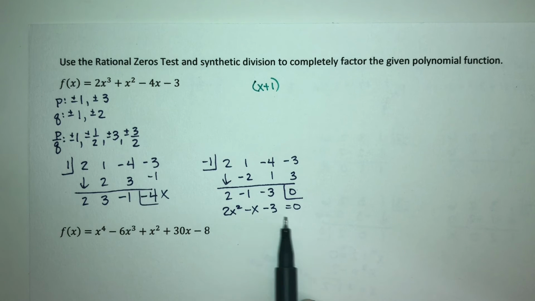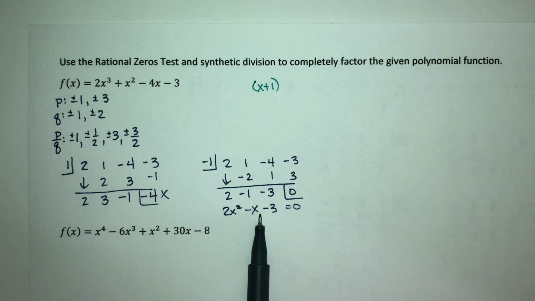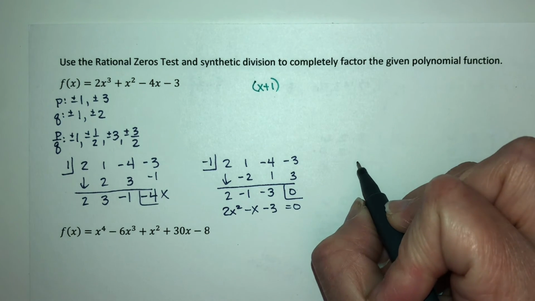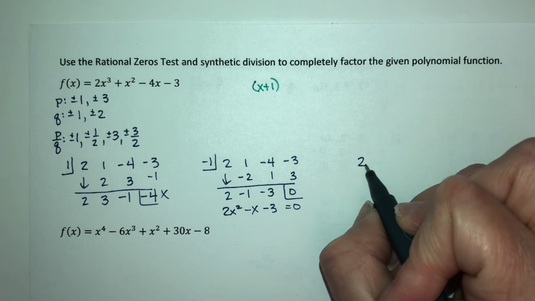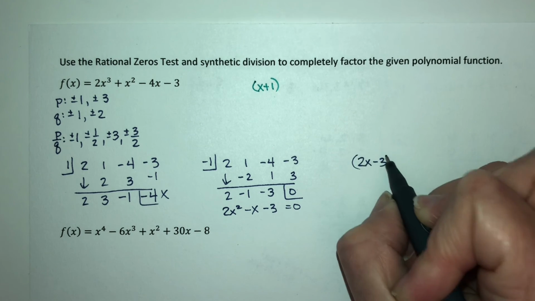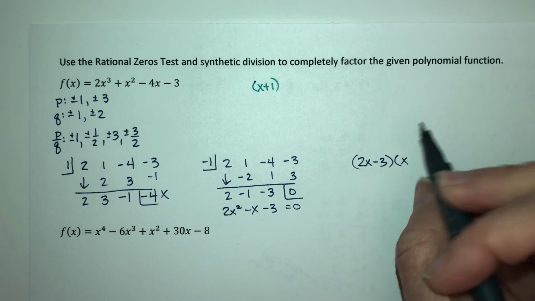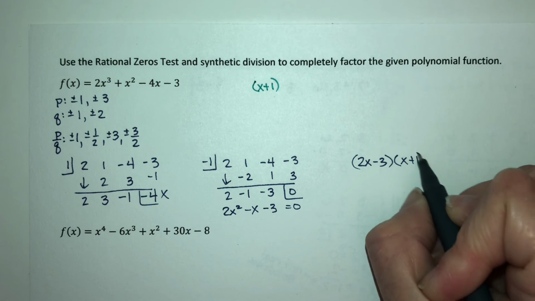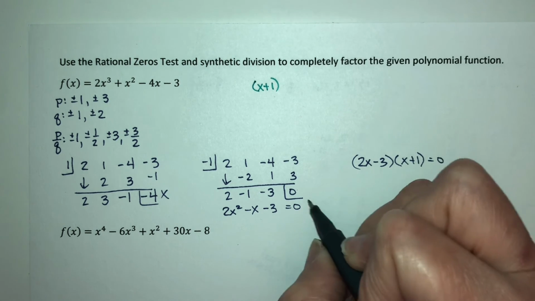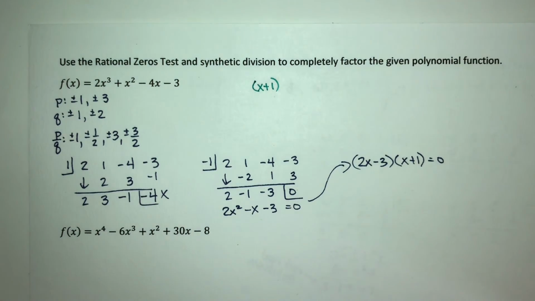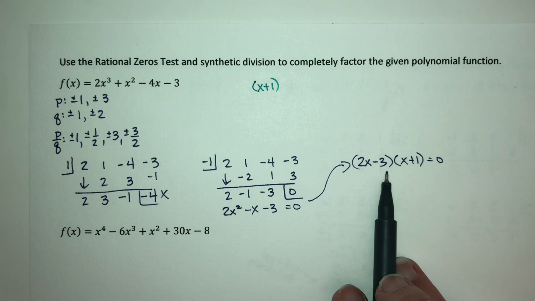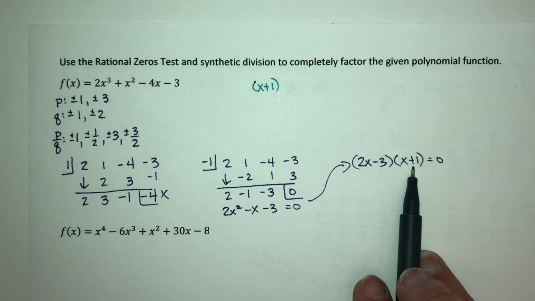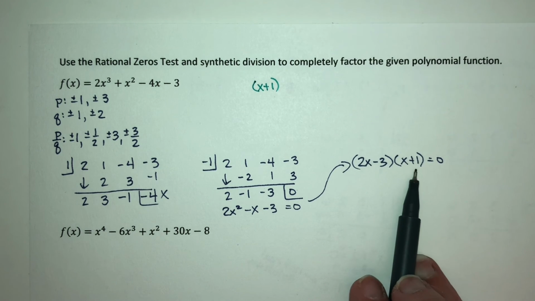And then either I want to solve this to get my zeros, or I want to see if I can factor it. And this does factor as 2x minus 3 times x plus 1. This is the same as this. Okay, so that means 3/2 is a solution and negative 1 is a solution. Negative 1 is a solution twice.